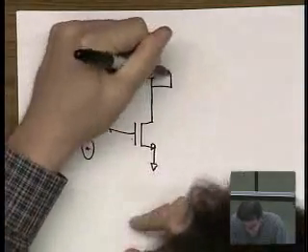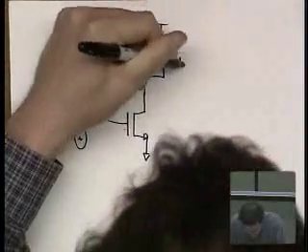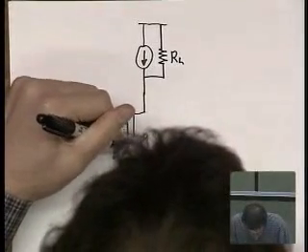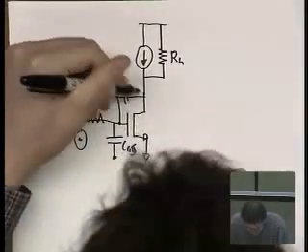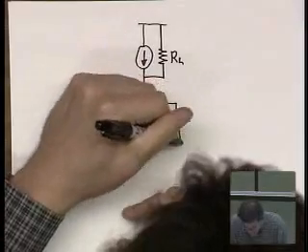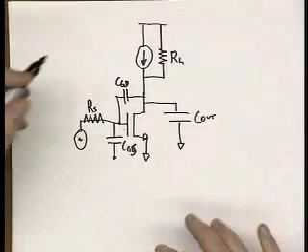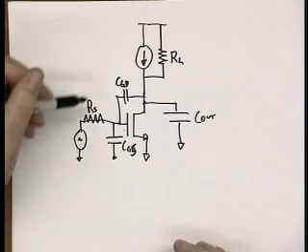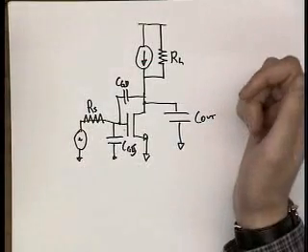RS, RL, CGS, CGD. I'm going to call this C out. Okay. So this is a very basic topology, and I put in these resistors. Who knows exactly what these resistors are going to be?